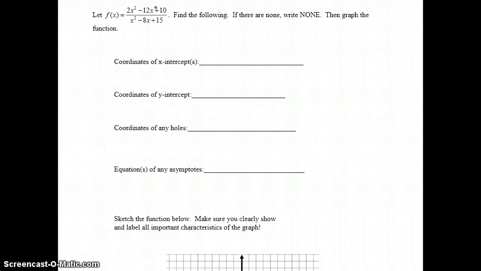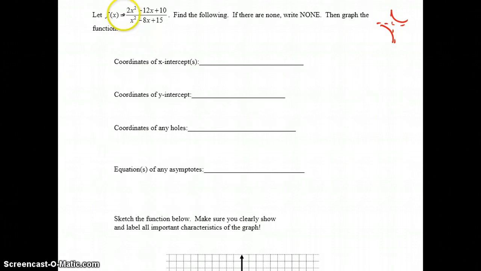This is a rational function, so I know it's going to have that look of a rational function, something like this, with some asymptotes and all this stuff going on. There might be holes, there might be vertical or horizontal asymptotes. Let's start to look at it.